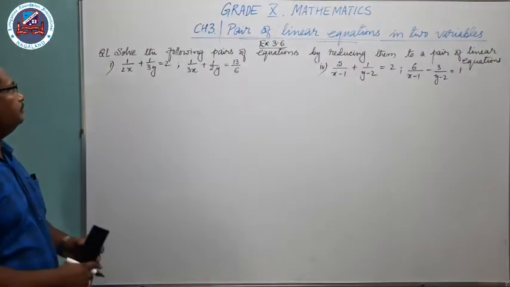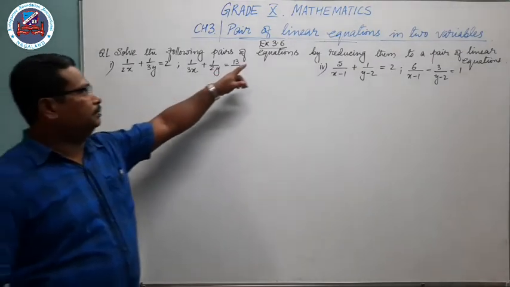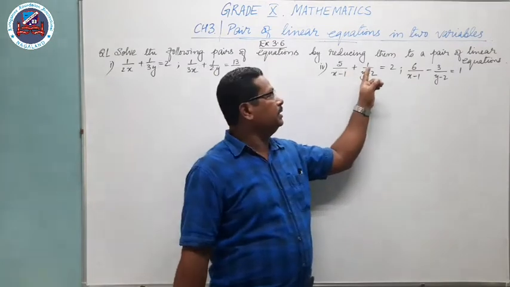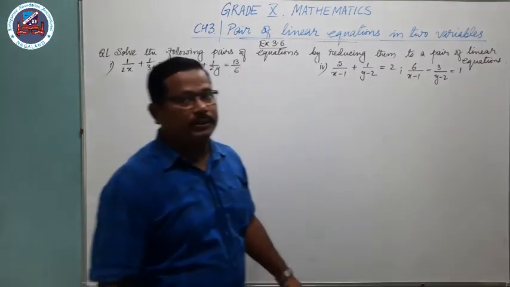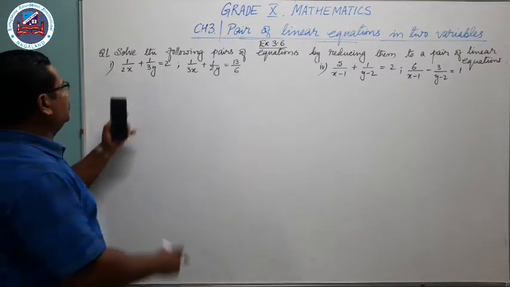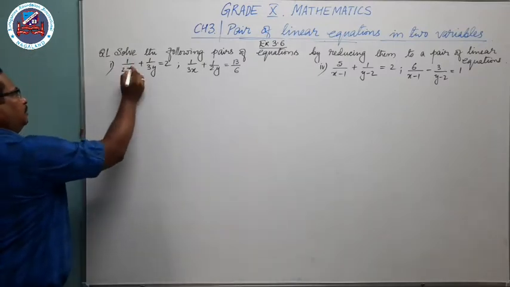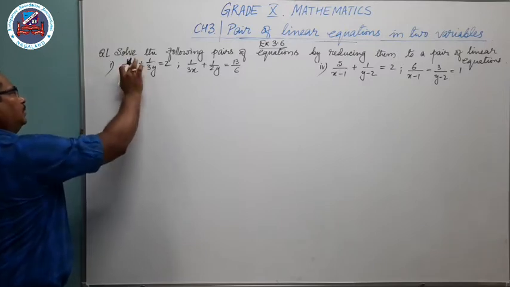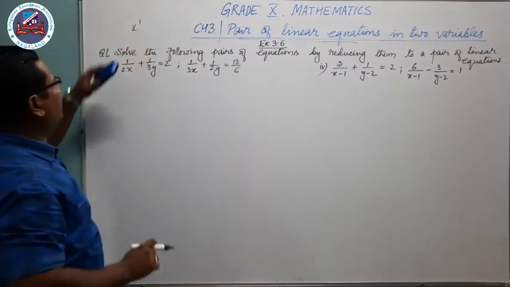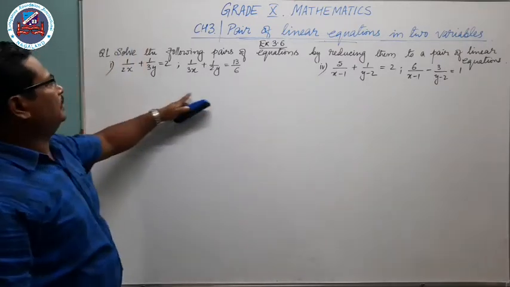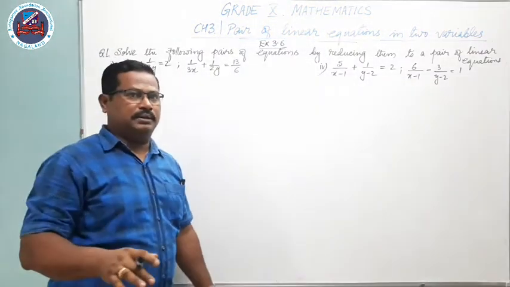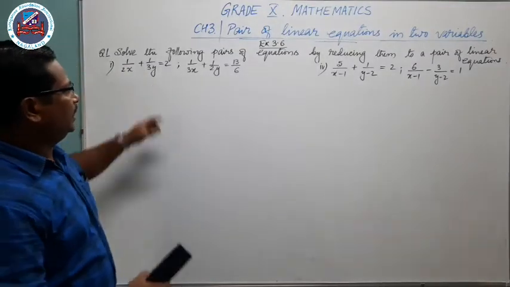Here you can see in question number 1 in exercise 3.6, you have to solve the pair of equations by reducing them to a pair of linear equations. Here they are a pair but not linear equations, because the power of x, if you take it up, we know that the power of plus 1 will become minus 1. And for a linear equation, the power of x should be 1 only. But even though they are not linear equations, we can reduce them and then solve them, and we can get the values of x and y. How can we do that?